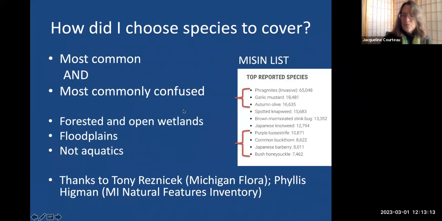Oops, sorry. And then just a quick note on how I chose species. I was trying to find the most common wetland invasives, but also the most commonly confused. And these are typically plants of forested and open wetlands, as well as floodplains. I didn't go for strictly aquatic plants, although some of these are emergent.